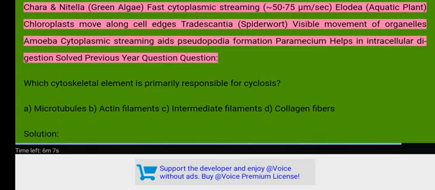Examples of cyclosis: Chara and Nitella, green algae, show fast cytoplasmic streaming, approximately 50 to 75 micrometers per second. Elodea, an aquatic plant, has chloroplasts that move along cell edges. Tradescantia, spiderwort, shows visible movement of organelles. In amoeba, cytoplasmic streaming aids pseudopodia formation. In paramecium, it helps in intracellular digestion.